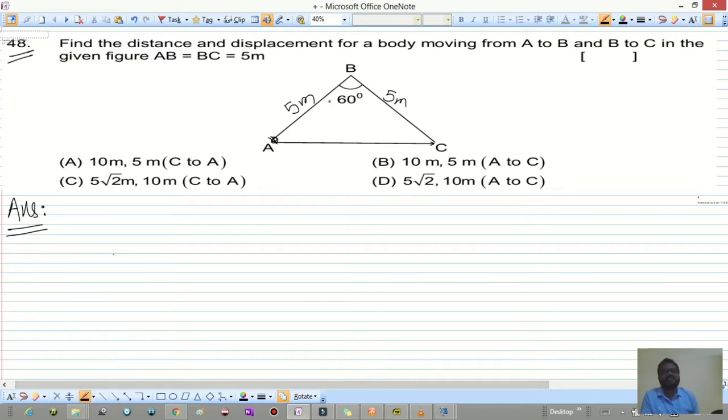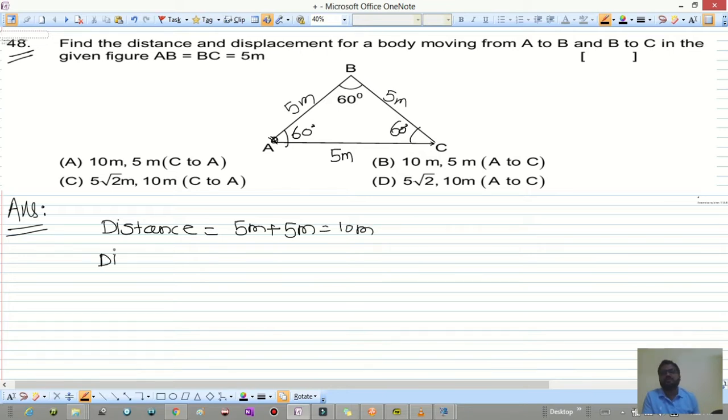So this AC: this is 60 degree, this is 5, this is 5, so this must be 60 degree and this must be 60 degree, right? If this is 5 and this is 5, then this must be 5 meter. Why? Because it is an equilateral triangle. So what is the distance traveled? Distance is the actual path traveled by an object. So the actual path traveled is A to B, 5 meter, plus B to C, 5 meter. It will become 10 meter.